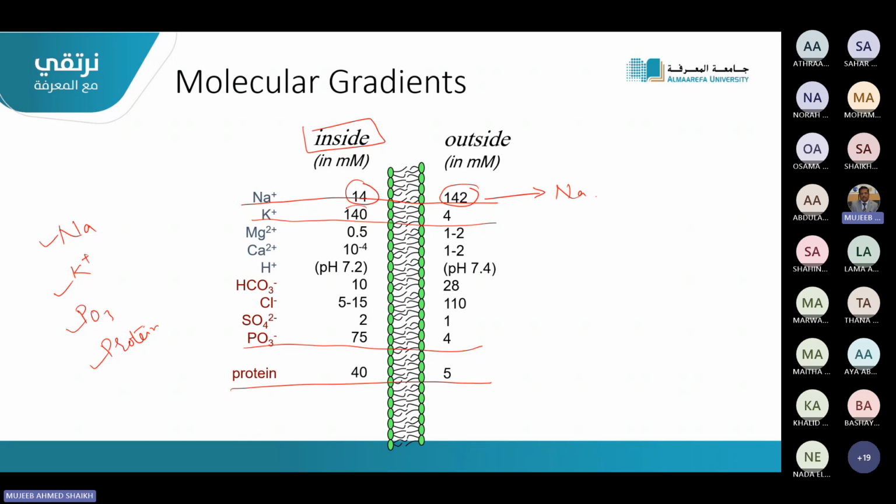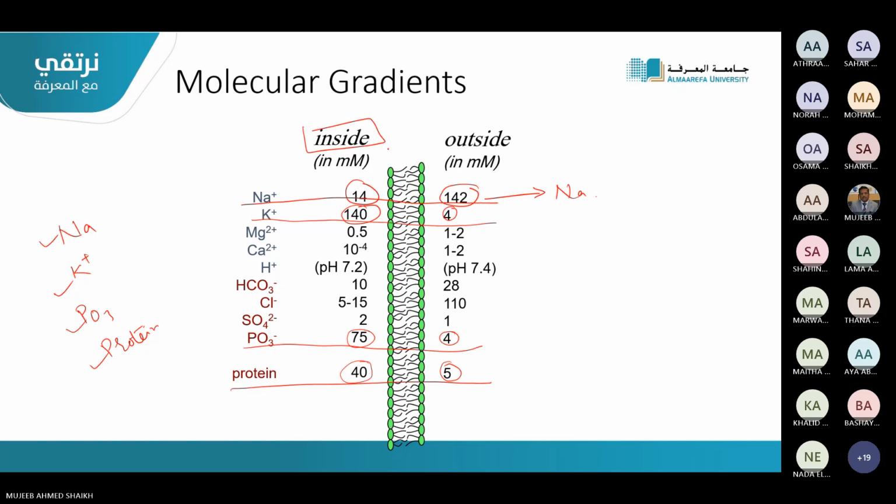Potassium is 140 millimole inside the cell and 4 millimole outside the cell, whereas phosphate is 75 millimole inside the cell and 4 millimole outside the cell. Proteins are 40 millimole inside the cell and 5 millimole outside the cell. So at least remember, because of this unequal distribution, you will see 142 here, 140 here, and 4 here.